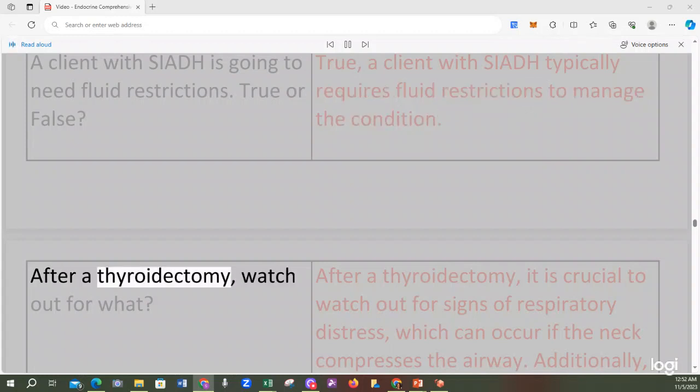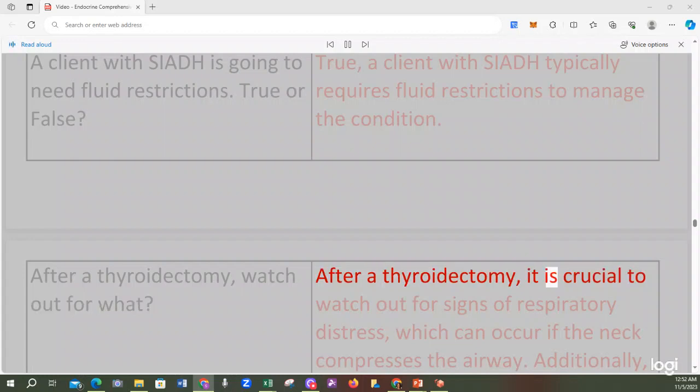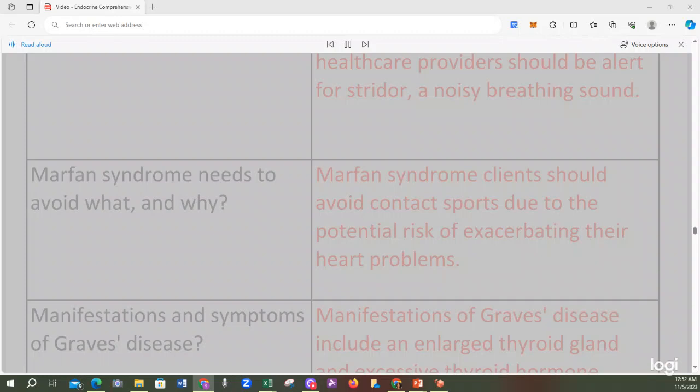After a thyroidectomy, watch out for what? After a thyroidectomy, it is crucial to watch out for signs of respiratory distress, which can occur if the neck compresses the airway. Additionally, healthcare providers should be alert for stridor, a noisy breathing sound. Marfan syndrome needs to avoid what, and why? Marfan syndrome clients should avoid contact sports due to the potential risk of exacerbating their heart problems.